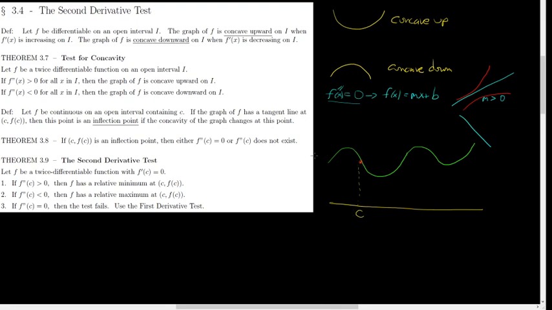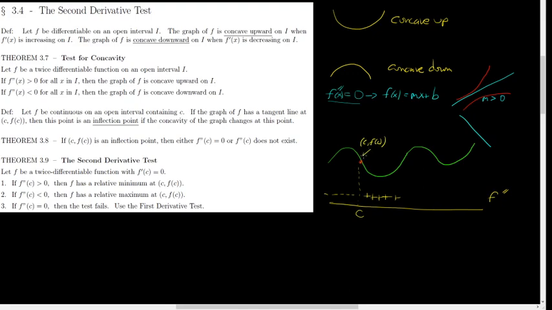What we're concerned with, though, is that the second derivative is going to be negative because it's concave down, and then it changes to positive, so it's concave up. Remember, this is the second derivative now, not the first derivative. So the second derivative changes from negative to positive. When that happens, we say that we have an inflection point at c, and it has a y-coordinate f(c).